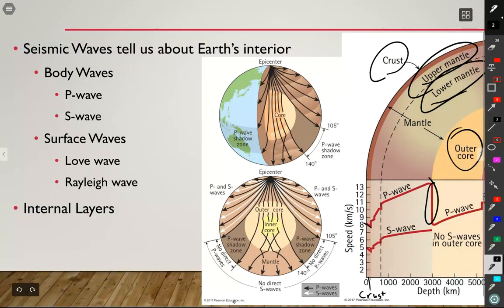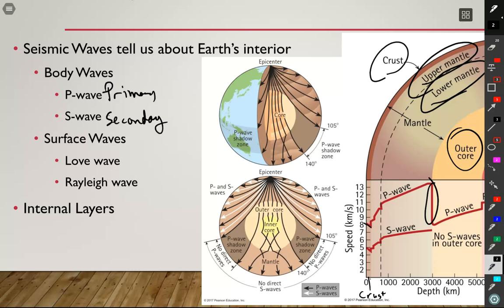So P waves, primary waves. S waves, secondary waves. Primary because they're faster. Secondary because they're slower. So you can think of S waves versus the slower waves. But there's a physical difference that makes it so one goes through liquid and one doesn't.